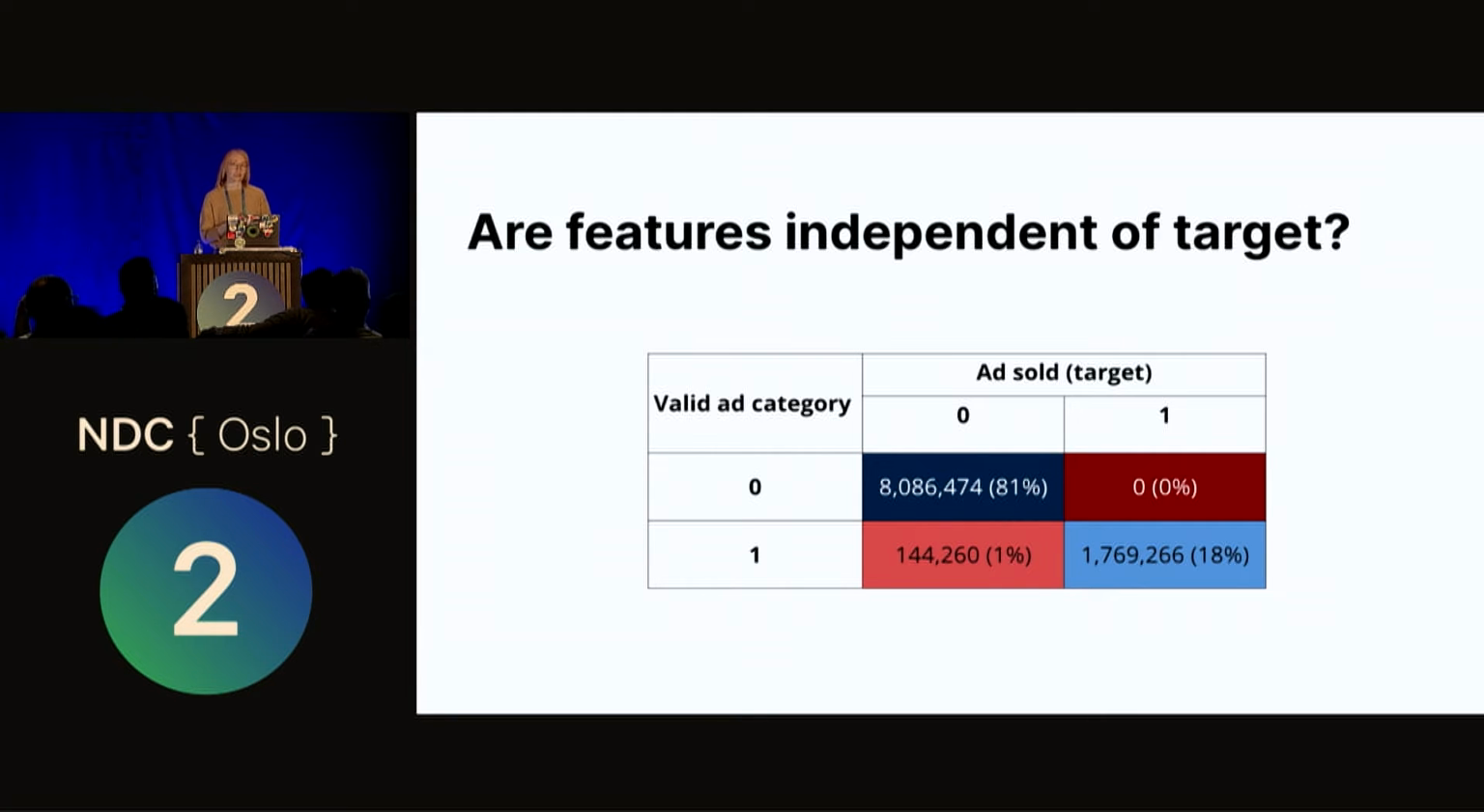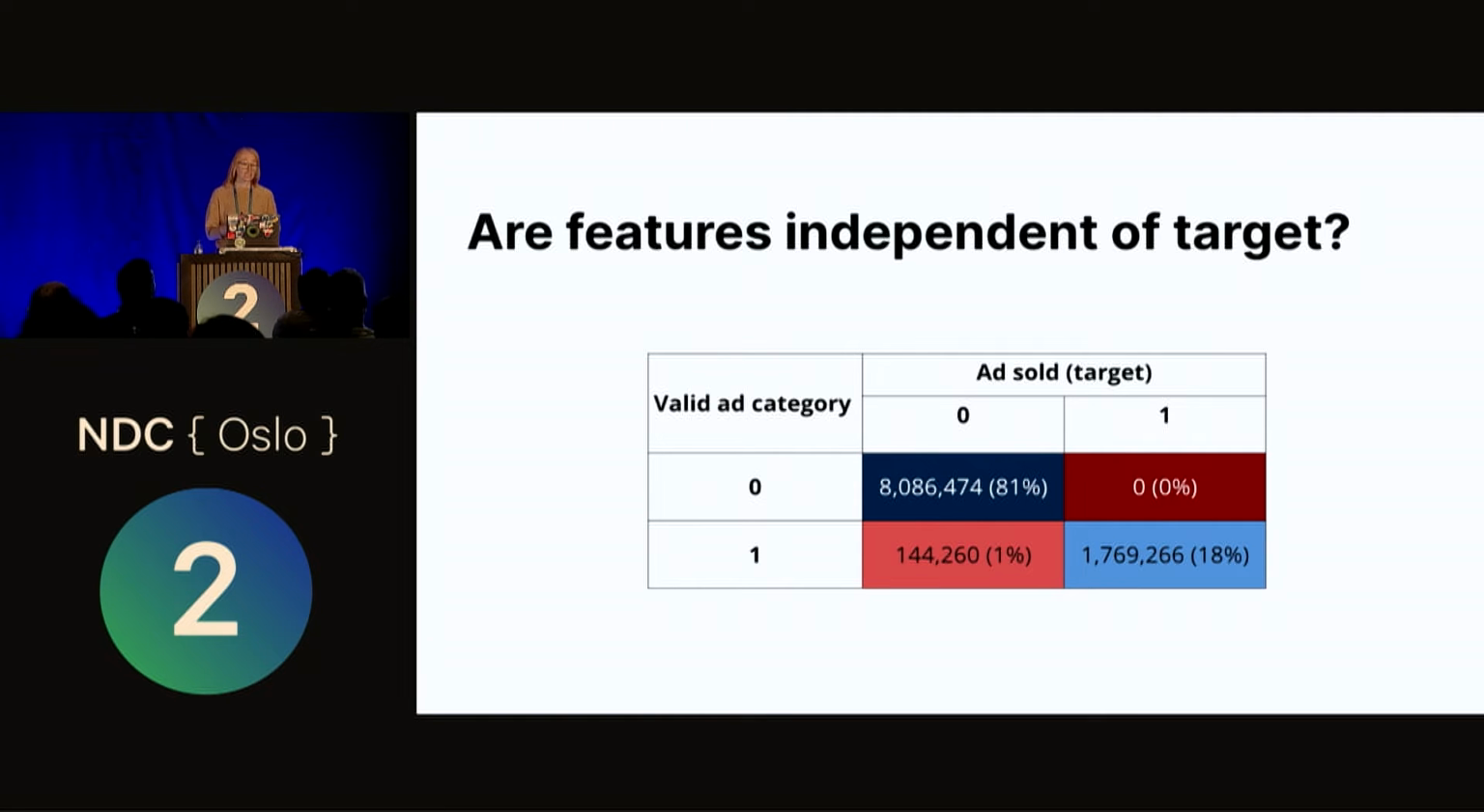So if you look here at the relationship between one of our potential features, valid ad category, and one of our targets, whether the ad sold, you can see that these two fields have the same value 99% of the time. When they both equal 0, 81% of the observations are there. When they both equal 1, another 18% of the observations are there. So it's only in one of the boxes, 1% of the time, where those two fields do not have the same value. This should really set off alarm bells because it indicates they're basically measuring the same thing.